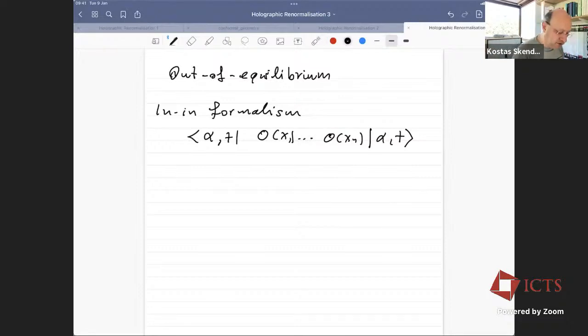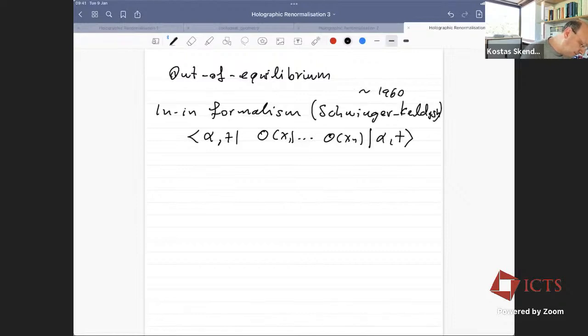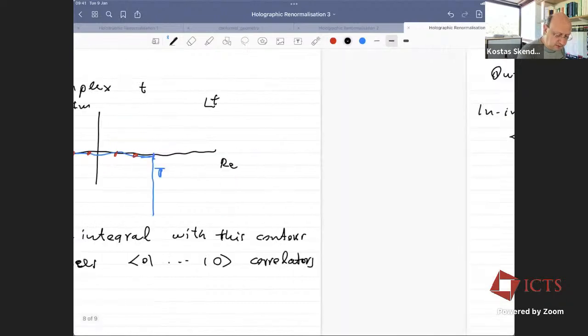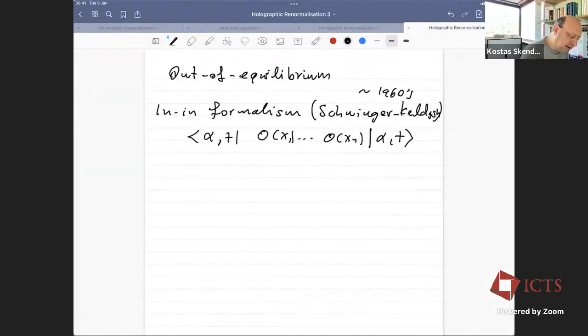So to compute this, the formalism goes back to Schwinger and Keldysh. This in-in formalism is sometimes also called Schwinger-Keldysh, and goes back to the beginning of the 1960s. So instead of considering this type of contour, you consider an in-in contour. Again, you complexify time.